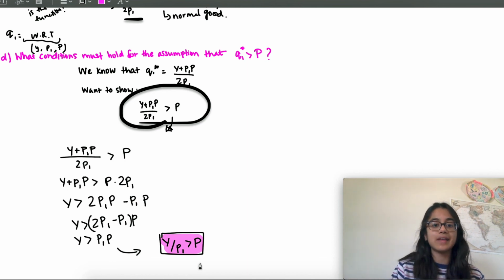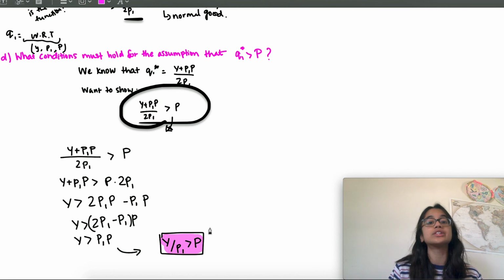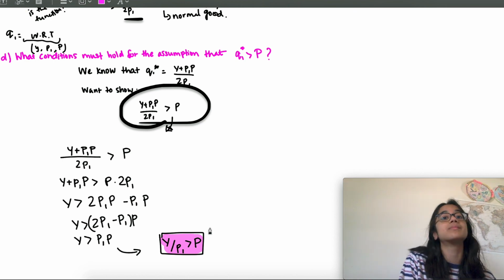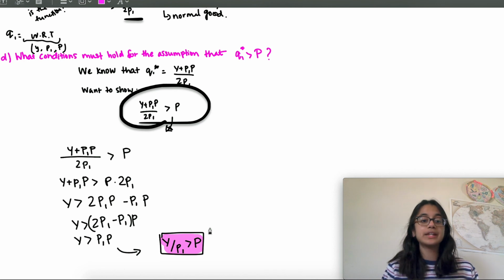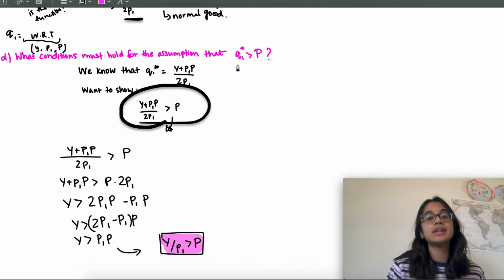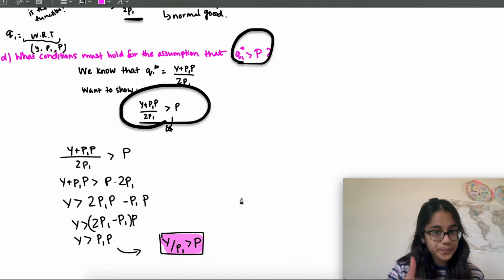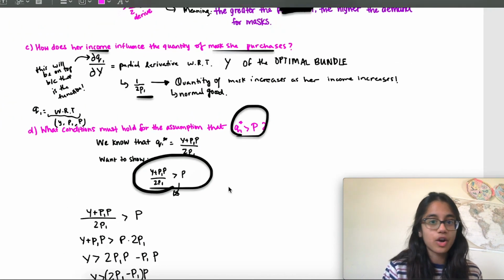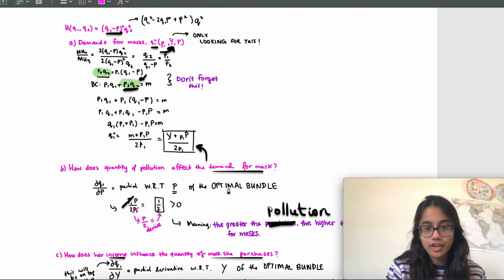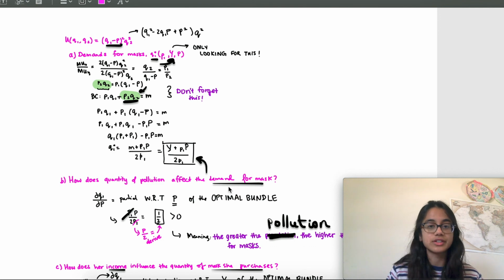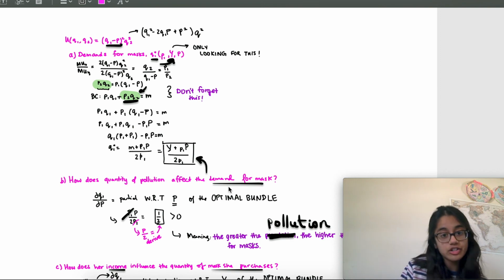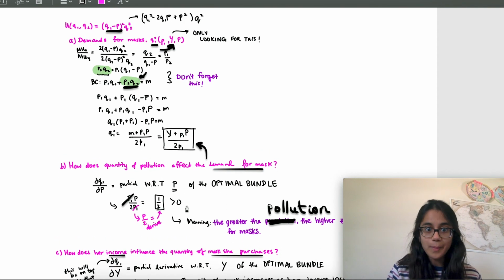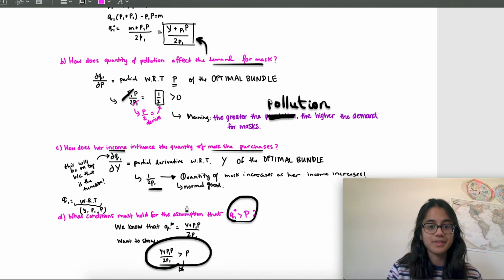If this holds, then we know that the demand for masks should be greater than pollution. So if this holds, then this will hold. That's the overall gist of an application where you're using a lot of these utility functions, trying to understand how the derivative relates to the actual function. That should help you with this problem. So thank you.